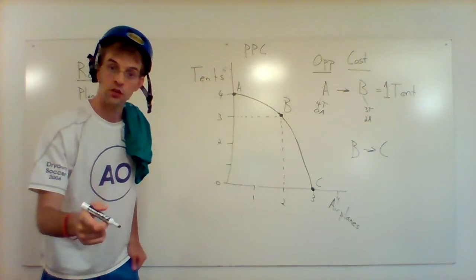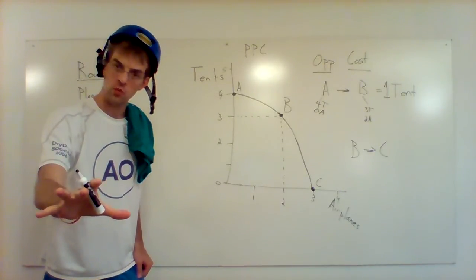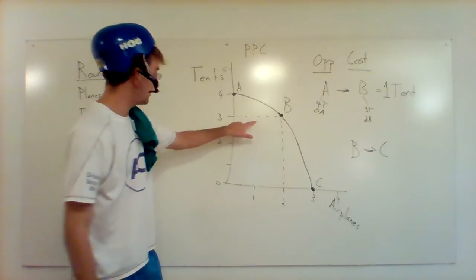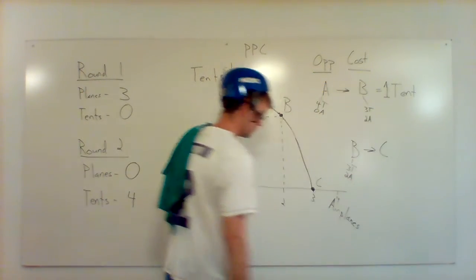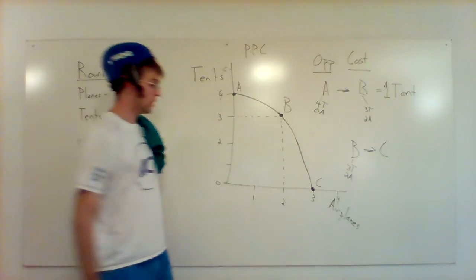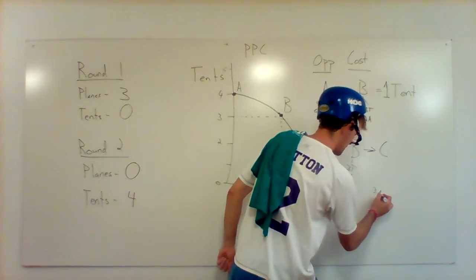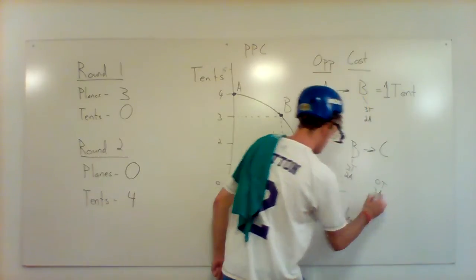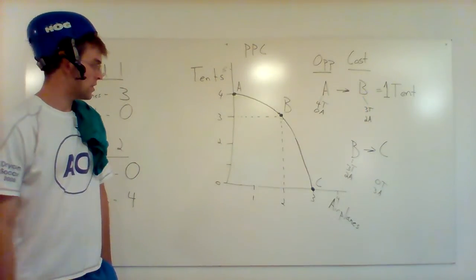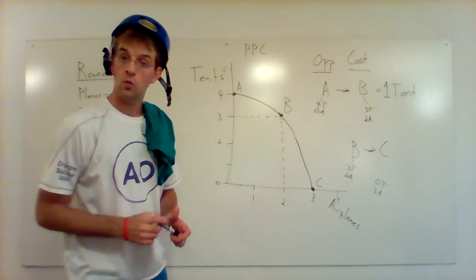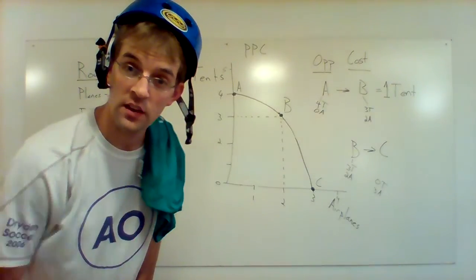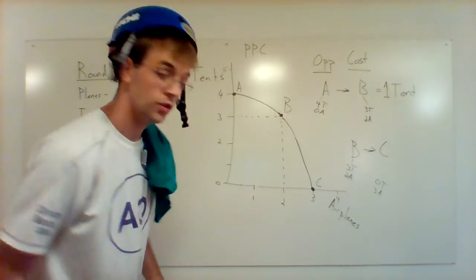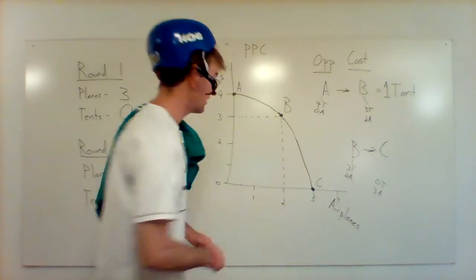All right, the first thing I told you to do. Figure out what you're making at each point. At B, it's 3 tenths and 2 airplanes. What are we making at C? 3 airplanes and 0 tenths. What'd you add? You added 1 airplane. What'd you have to give up? Looks like you had to give up 3 tenths. Okay?